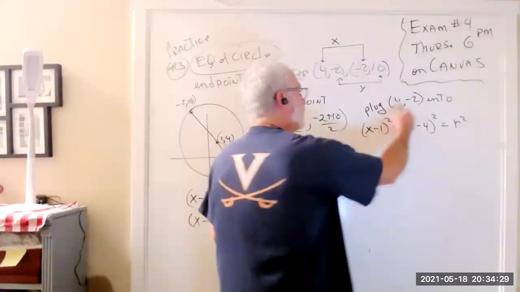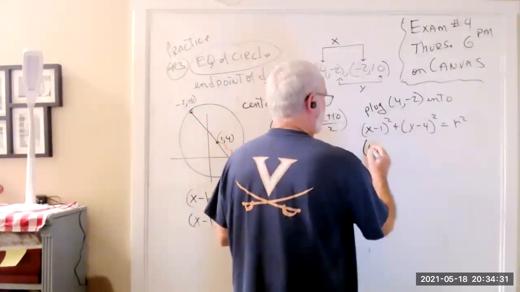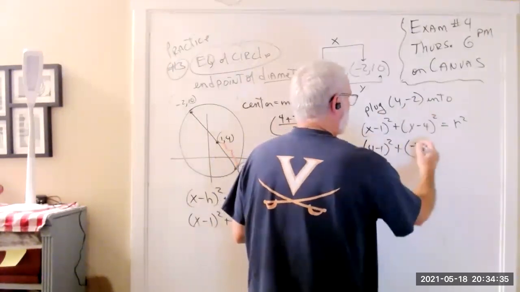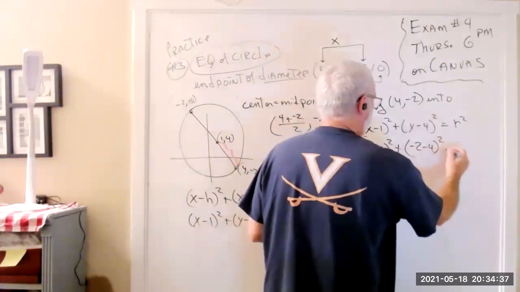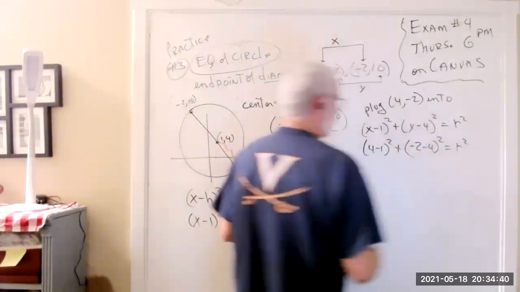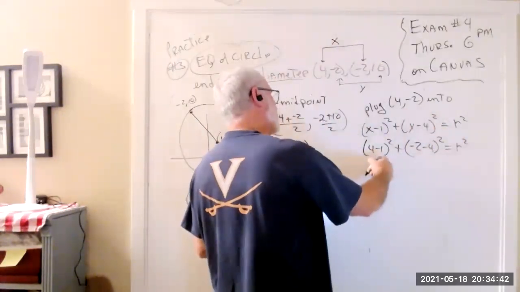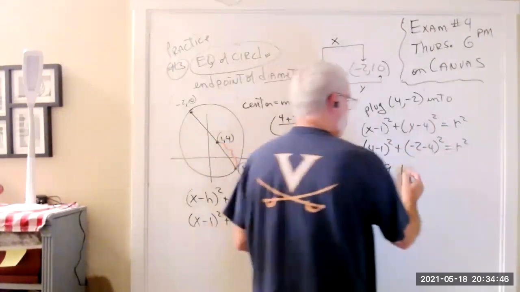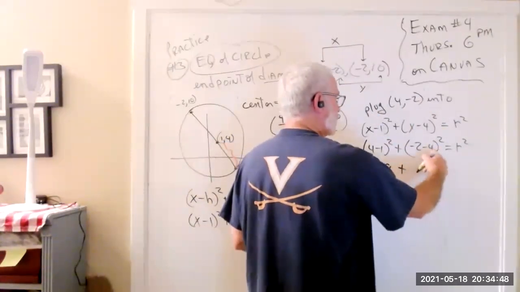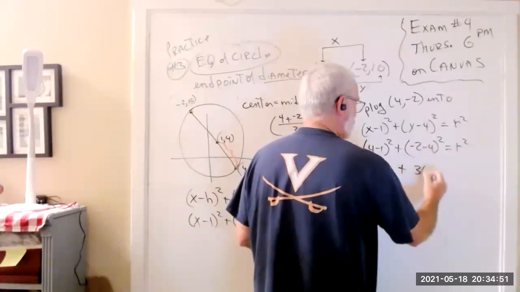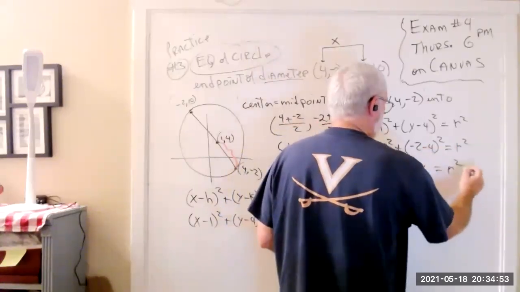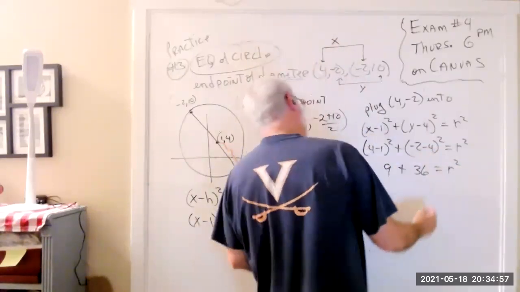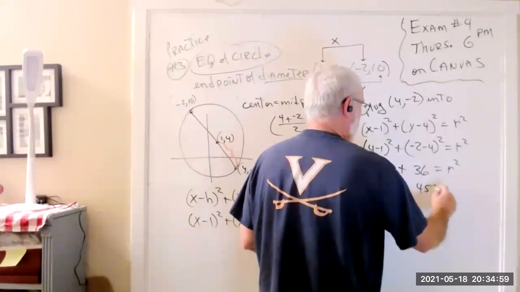So if I plug this in for x, this is 4 minus 1 squared plus -2 minus 4 quantity squared equals r squared. 4 minus 1 is 3, 3 squared is 9, plus 2 minus 4 is 6, 6 squared is 36, equals r squared. Add these together, what do we get? 45 equals r squared.